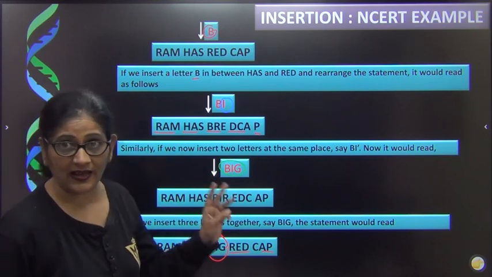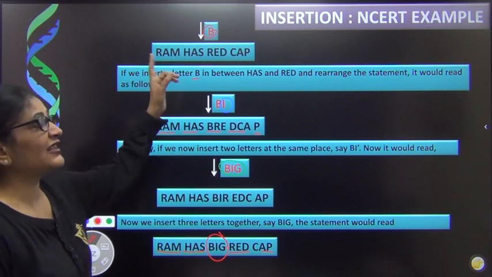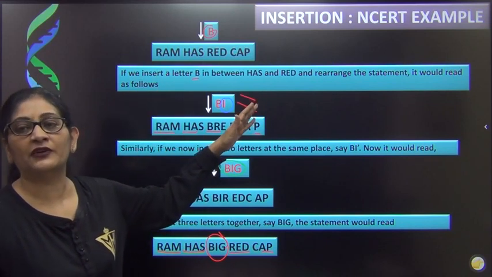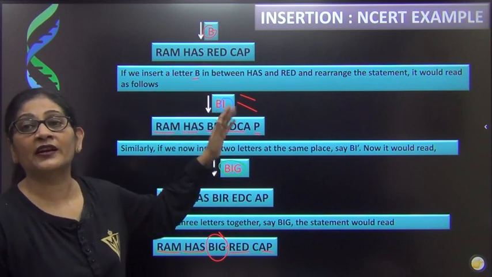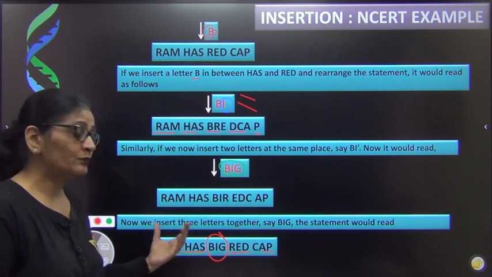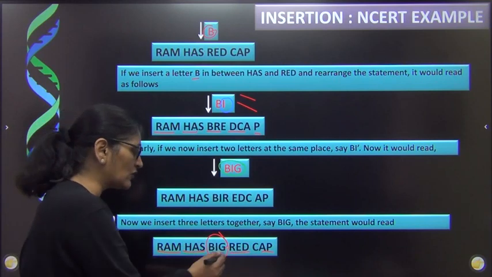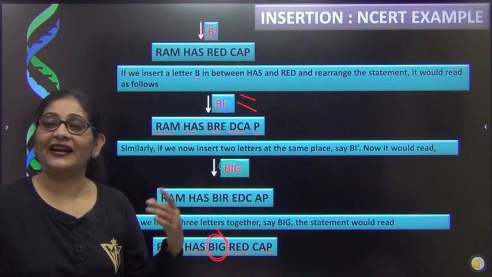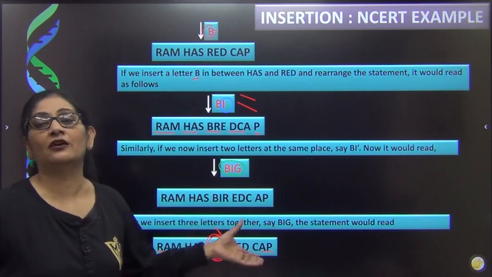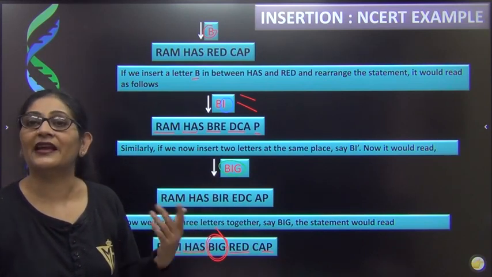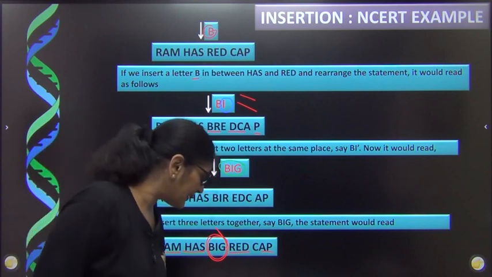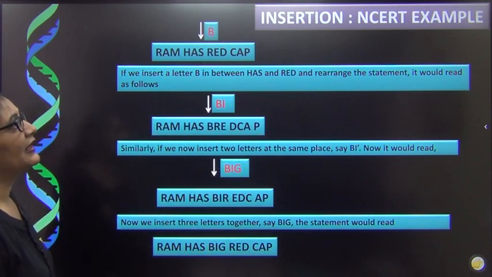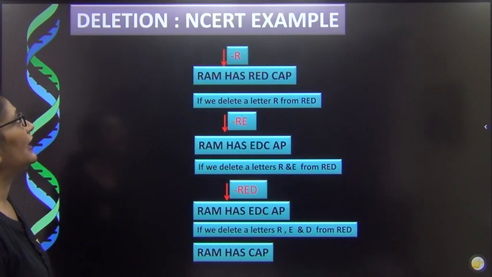So just the way here, once we inserted one alphabet, the reading frame was very different. When we added 2, it was different. But when we added 3, the reading frame was almost the same, except that one word had been added to this. So the meaning of the sentence changed to some extent. Right? Similarly, with the same sentence, आपके NCERT ने deletion का भी example दिया है.